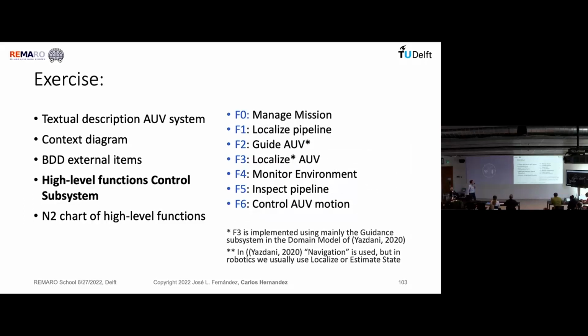So we have the functions that we are going to put in the n-squared matrix. Our system needs to be able to manage and coordinate its mission. That's a function that sometimes we forget. So I've put it as F0 because I actually forgot it at the beginning. When I was drawing the functional diagram, I was missing something, and then I realized I forgot my manage mission or coordinate mission function. This is something that you can just reuse from previous designs, basically. So I reused it from my previous design for a collaborative robot. Then the functions to localize the pipeline, to guide the AUV, to localize the AUV, the methods that we learned yesterday afternoon, etc.